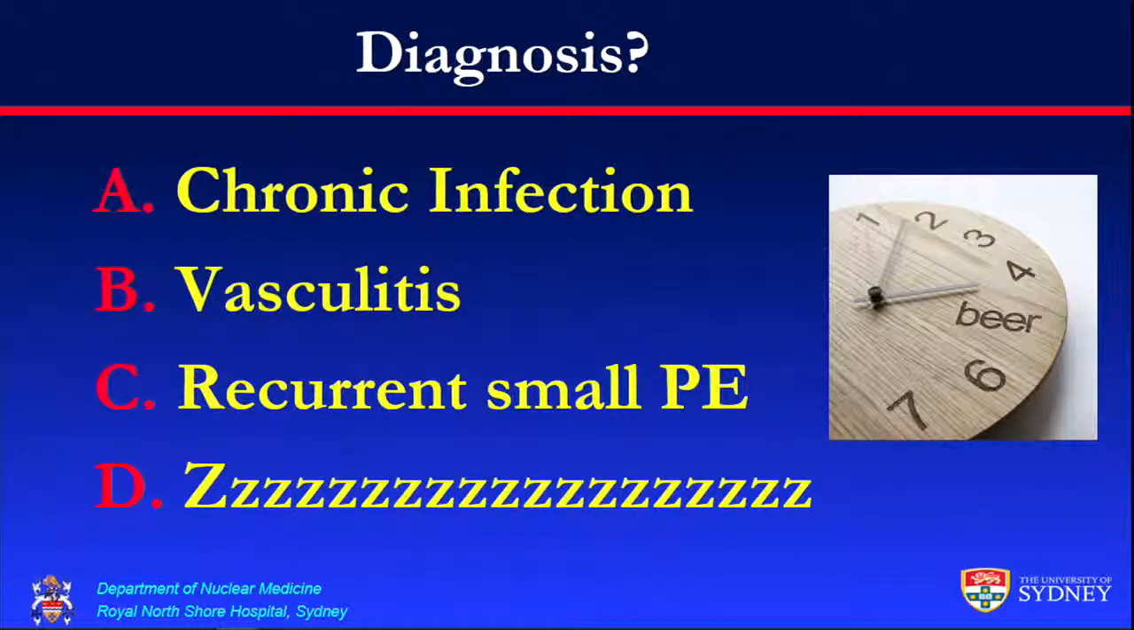So what do we think now? You've got all that information, 6 months worth of VQ scans. Do we think she's got chronic infection, a vasculitis, recurrent small PE? Wake me up when it's time for dinner.